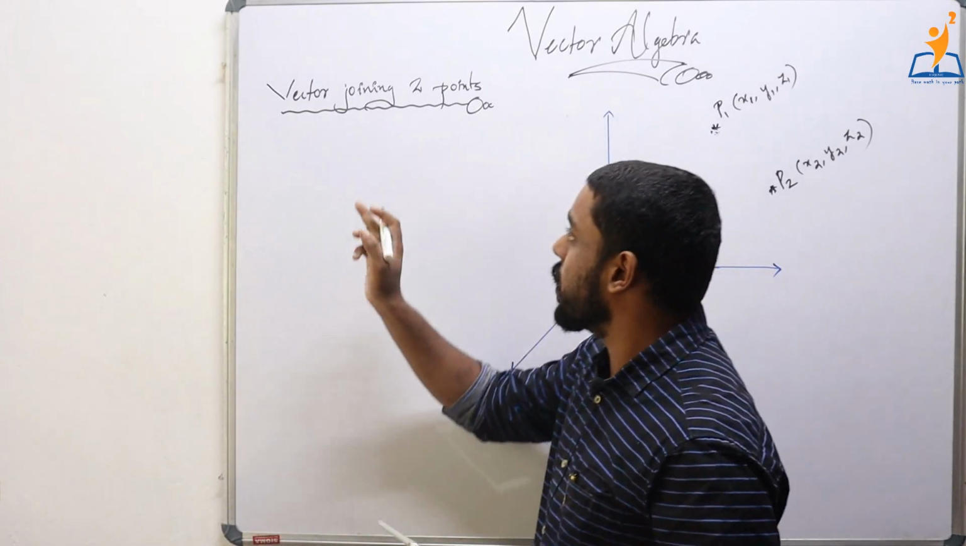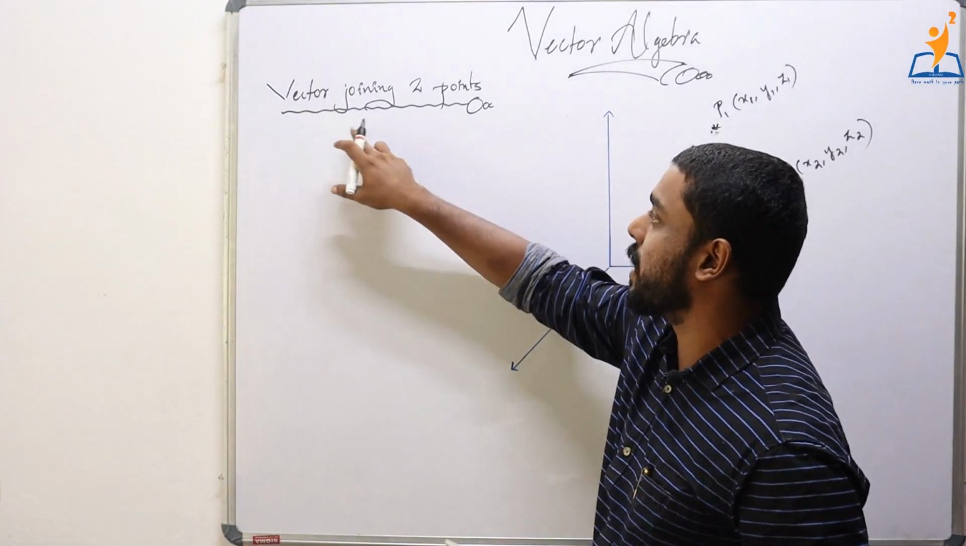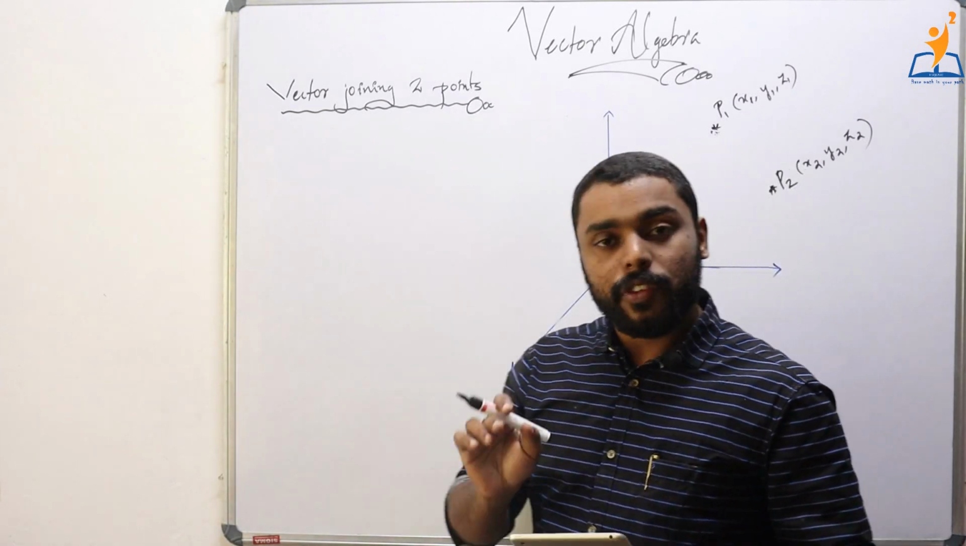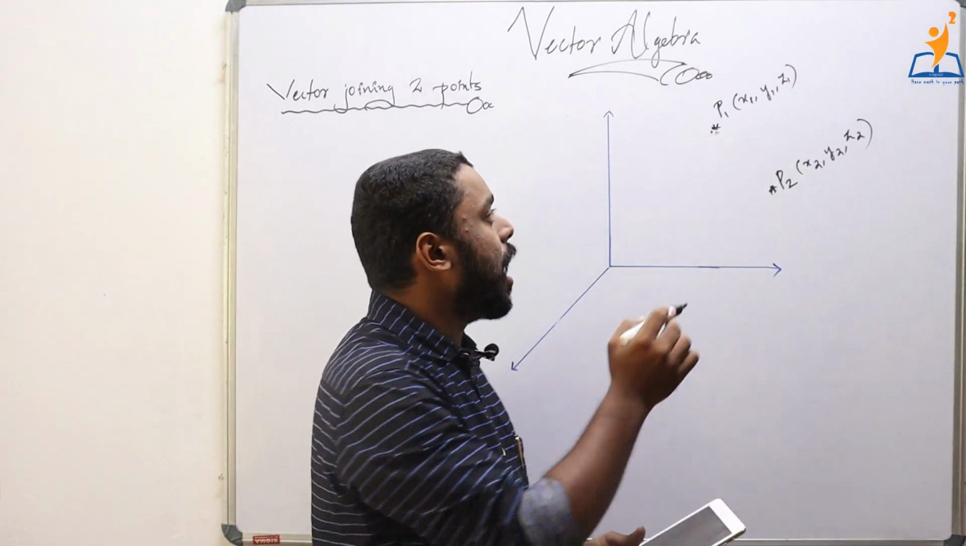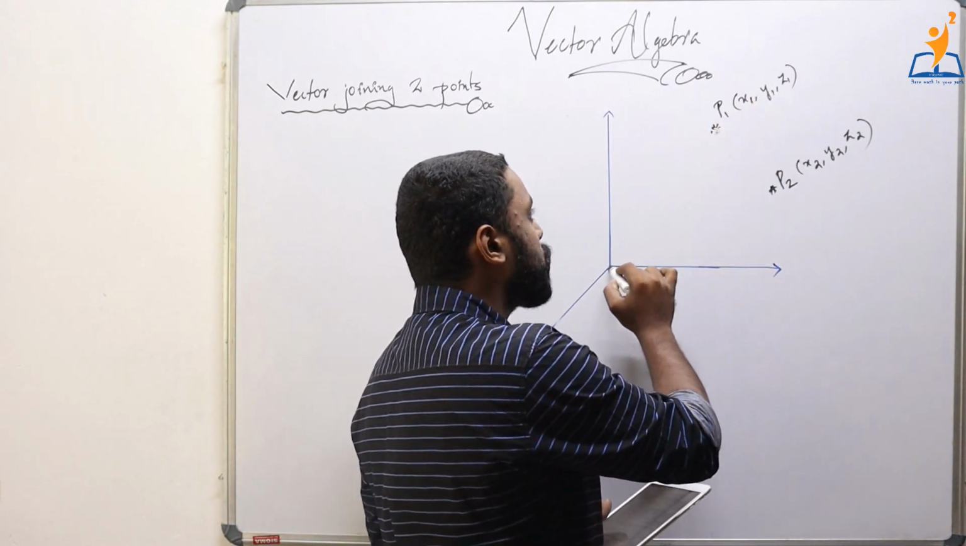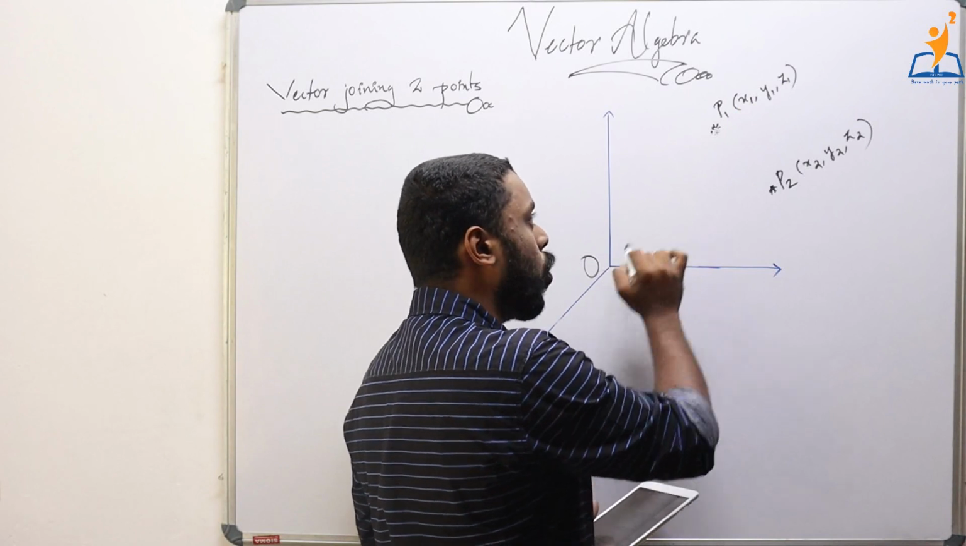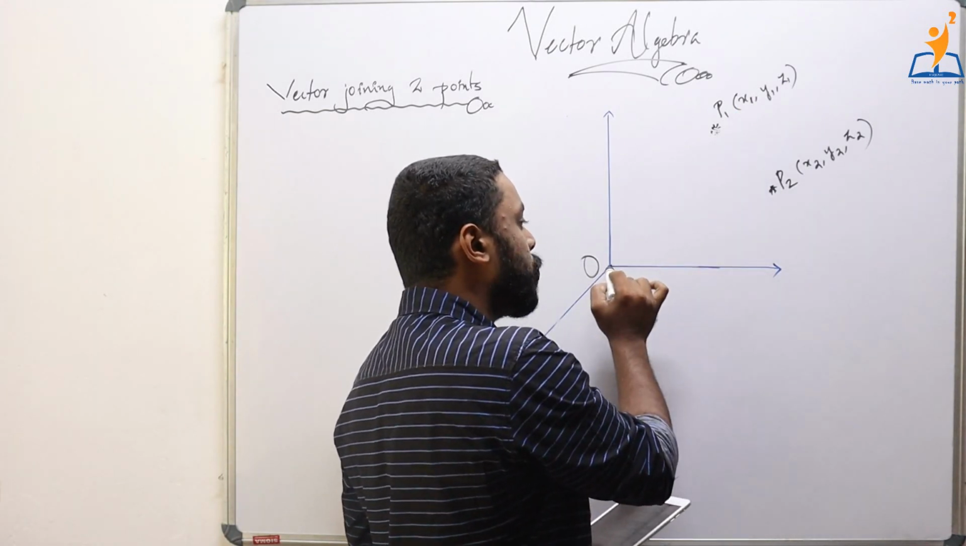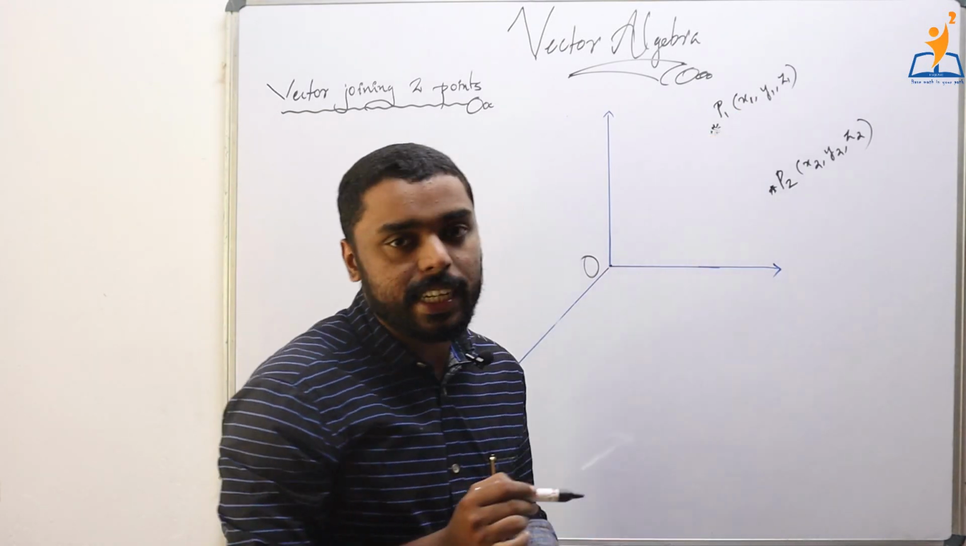So in this class we are going to discuss a vector joining 2 points. We know that if we are given any arbitrary point like P1 equal to (x, y, z), we can find a position vector which starts from the origin O to P1, where O is the initial point and P1 is the terminal point.